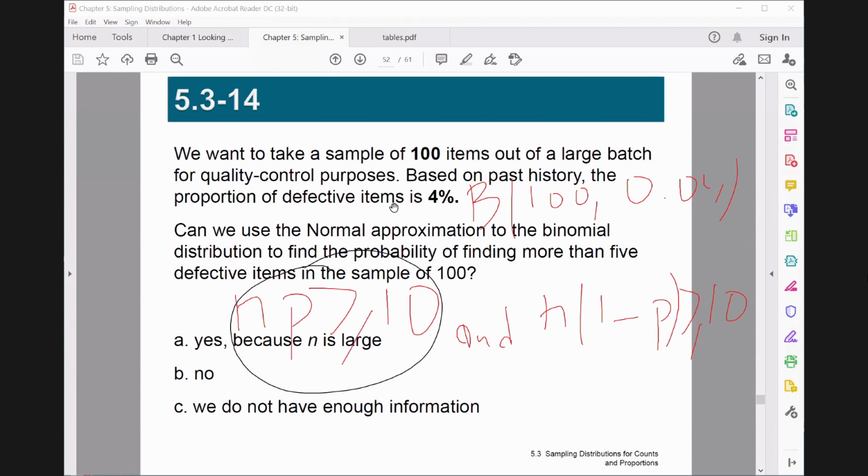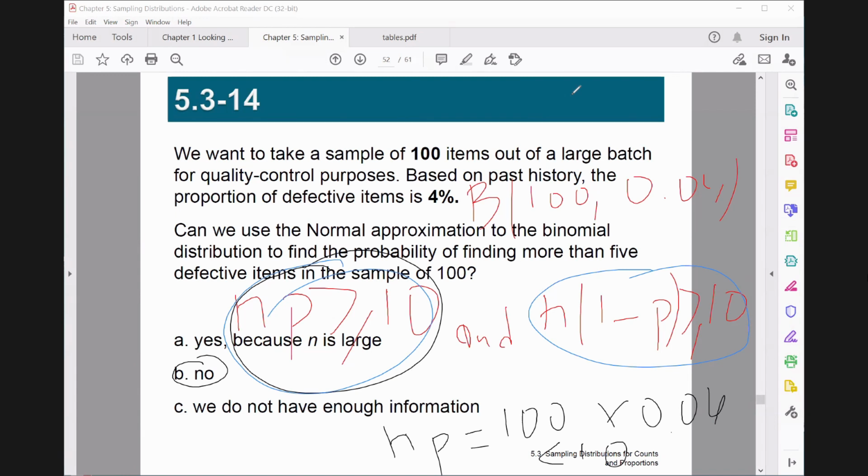But here what about N times P? N times P is 100 times 0.04. Then it's less than 10, it's equal 4, it's less than 10, then the correct answer is no. We cannot approximate it by a normal distribution. As I said, at what time can you approximate it? Once the first hypothesis and the second one are true. Since once we check the first one, it's wrong because N times P is equal 4 in this case. That's why we cannot approximate it by a normal distribution. Is it clear?